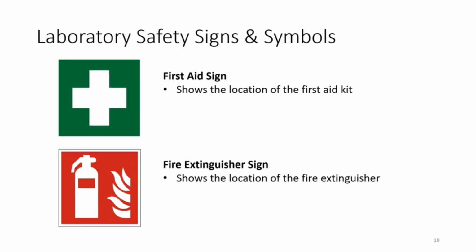The first aid sign shows the location of the first aid kit. In our school, the first aid kit is typically located at the corridor of the laboratory area. Fire extinguishing sign. It shows the location of the fire extinguisher in case of fire. And typically, the fire extinguisher is placed near the door of each laboratory.